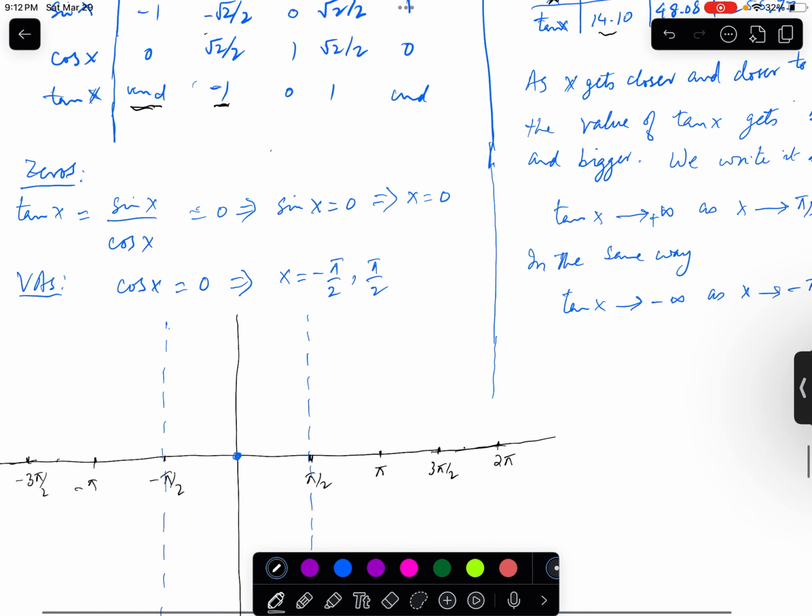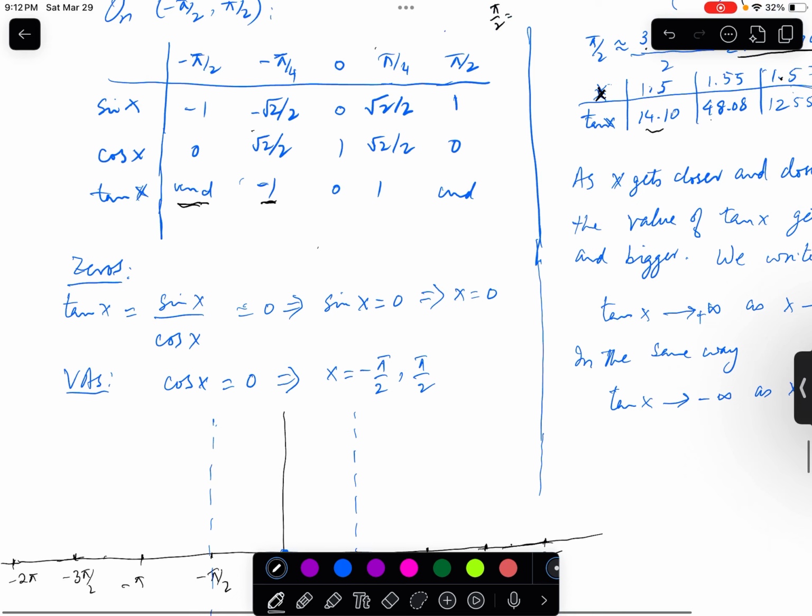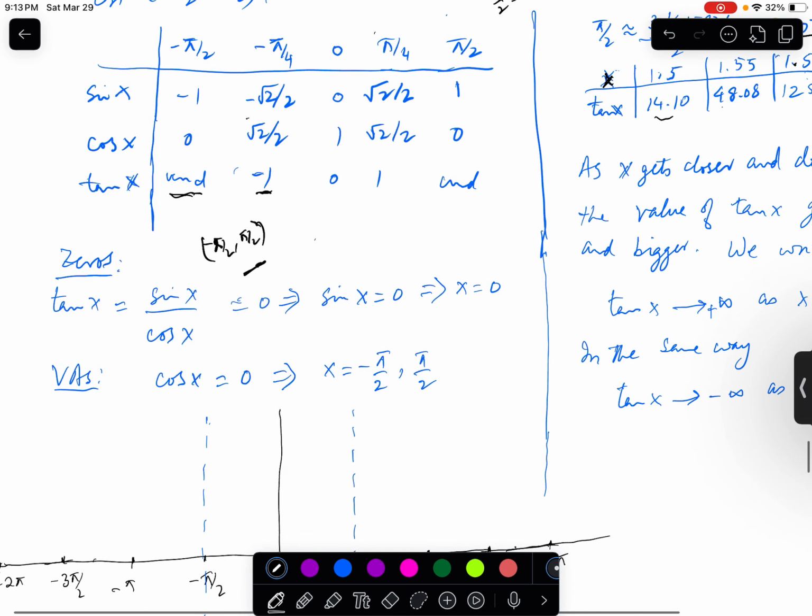Coming back to the left now, what are the zeros? Again, we are only going to look at the interval negative pi over 2 to pi over 2. Why not include the endpoints? Because tangent is not defined at pi over 2 and negative pi over 2, so we don't have square brackets like we had for sine or cosine. The tangent is sine x over cosine x. Setting it equal to 0 means the numerator is 0, sine x is 0. When is sine x 0 in this interval? Only at 0.